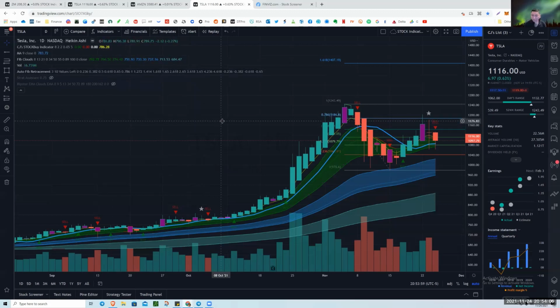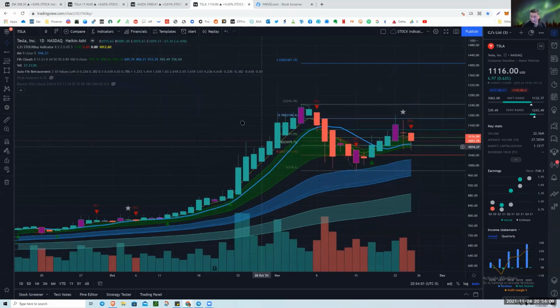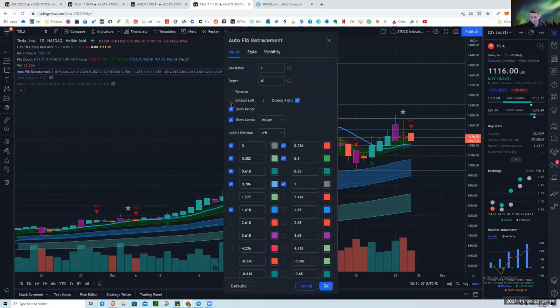Let me see. This is kind of hard to see. Let me do this. So when you go to settings, you can actually change some of the stuff. Label position on the right will be easier. Okay. These are the numbers that are most important right here.